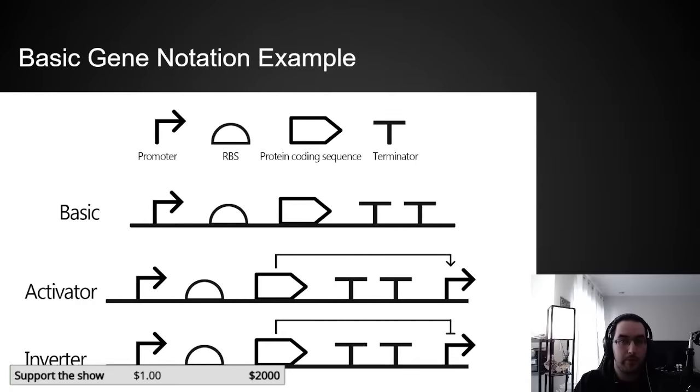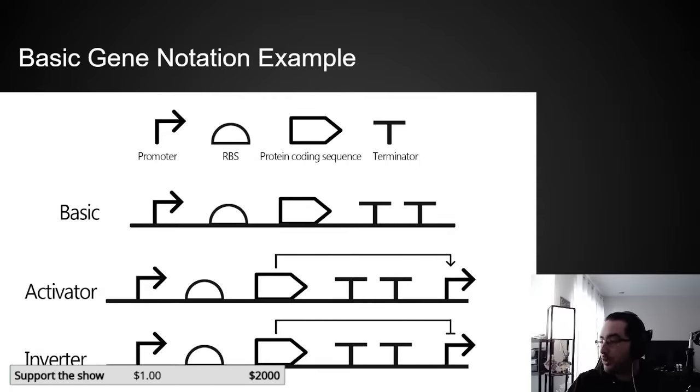So if you've got a case where you express one protein, and when that protein is expressed, it grabs onto the promoter of another gene and turns it on, that would be an activator. So that's drawn with a little arrow. Whereas if when that protein is expressed, it grabs onto a promoter and prevents that gene being read, that would be an inverter. So that's something that turns a gene off when another gene is turned on. Again, this is probably more complicated than we're going to be able to get into today, but I wanted to show it because we are actually going to see a simple example of this when we get to the code.